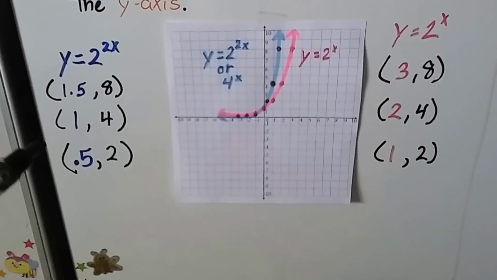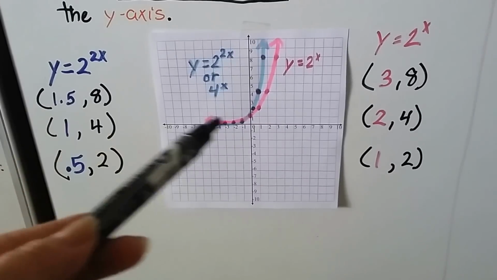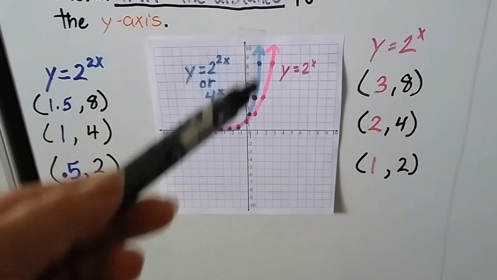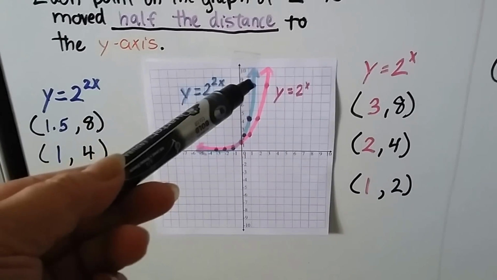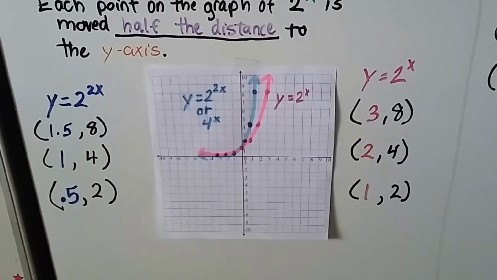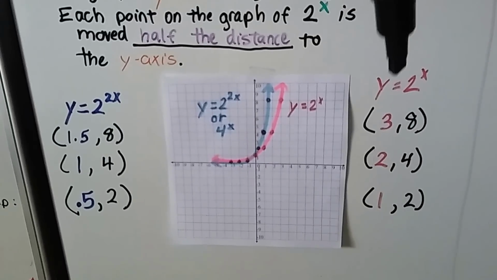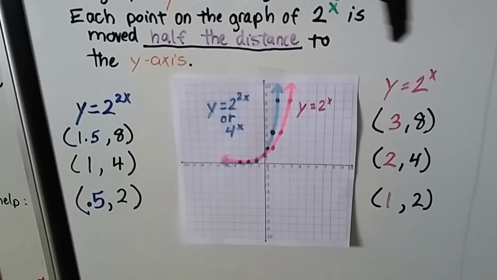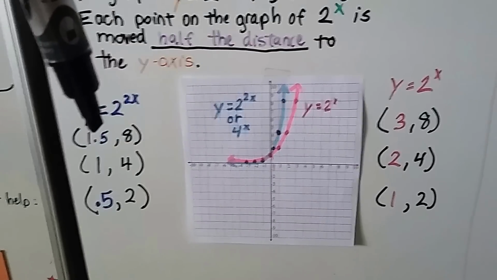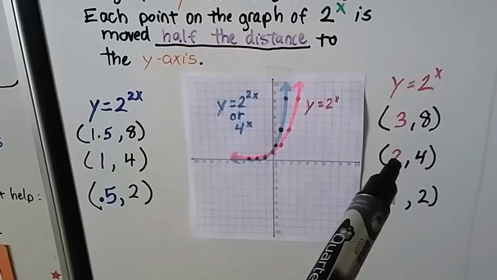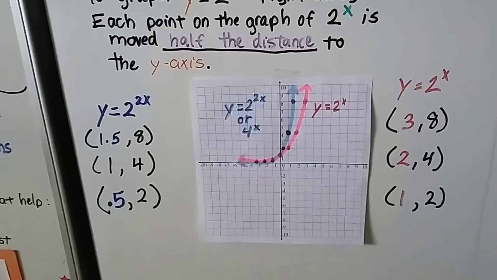So if you take a look at this, here was our original graph in the pink, and in the blue is what's happening at half the distance coming up here. See how it's closer to the y-axis when it comes up? And if you look at the plotted points, for our previous example, we had 3 and 8, but now we have 1.5 and 8. See how it's half? So it's shrinking. This was a 2 for our x, now it's a 1, it's half. This was a 1, now it's a 0.5, it's half. See that?